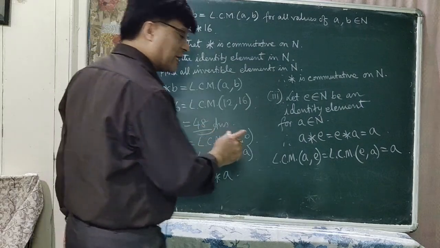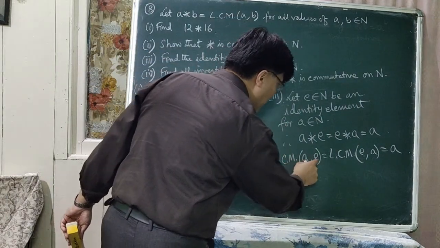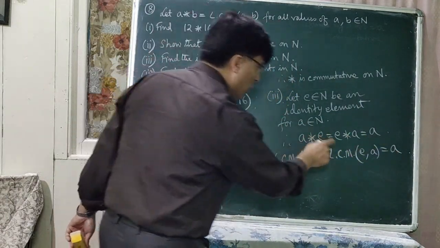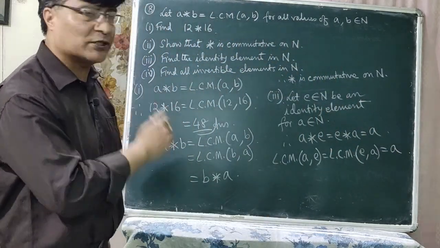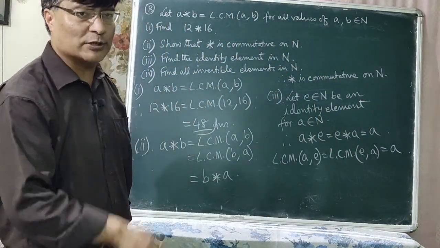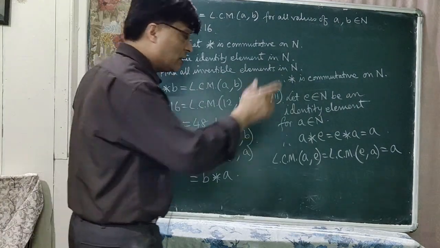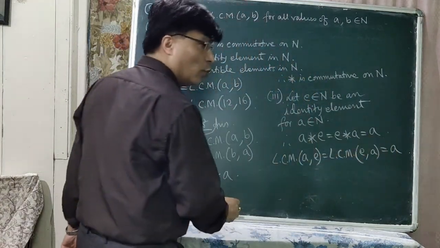So now in this case, LCM of A comma E should be A, or LCM of E comma A should be A. When is this possible? So when E is equal to 1.